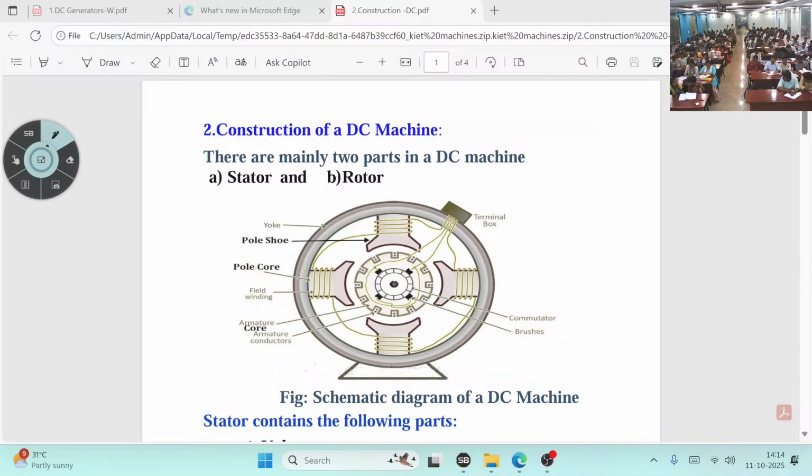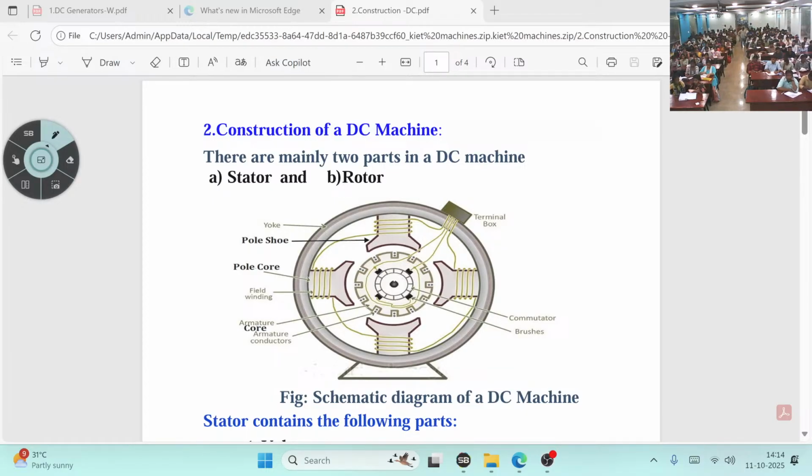So DC generator, it is better to draw, you will get practice. I will tell, otherwise you draw. I am drawing on this already existing one, you can draw. Kindly learn, in the exam you have to draw this diagram. Okay, right. So construction of DC generator.